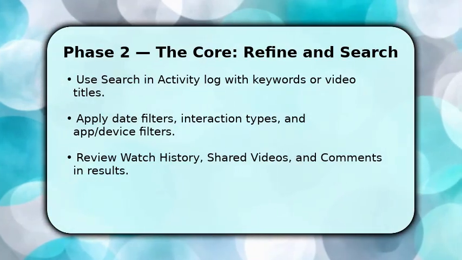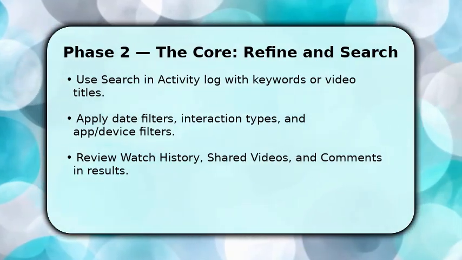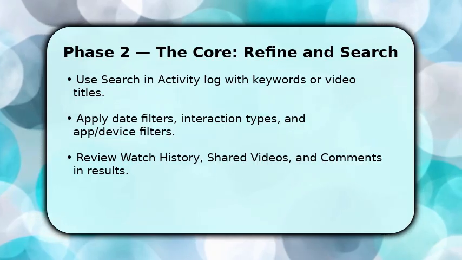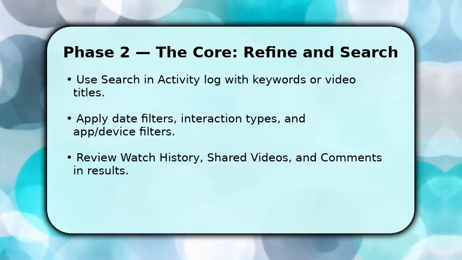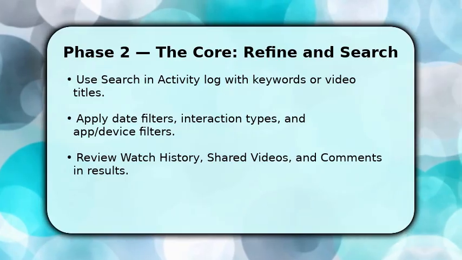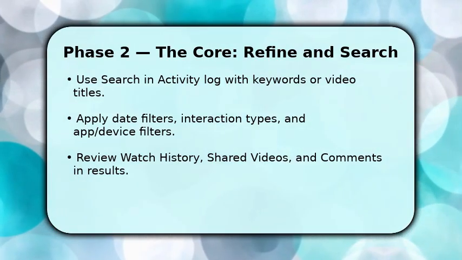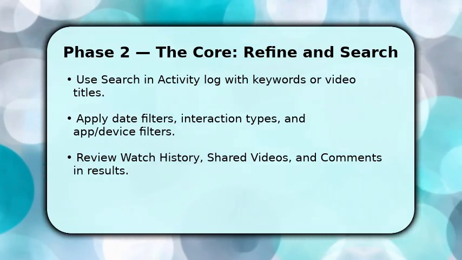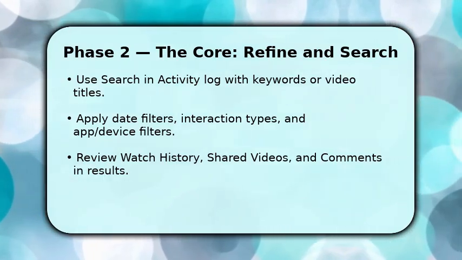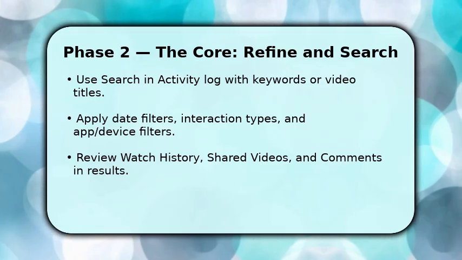Once done with filtering, use the Activity Log search box to enter keywords, video titles, or creator names so you find specific clips. Then apply date filters to narrow months or years, and add interaction type filters like watched, liked, or shared to isolate behaviors. If you used multiple devices, filter by app or device to avoid duplicates.